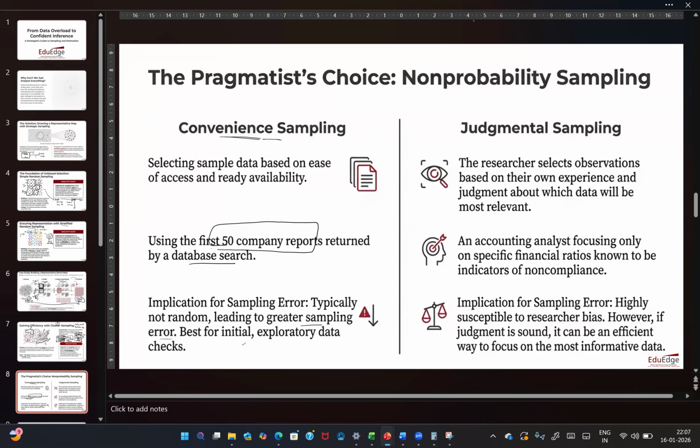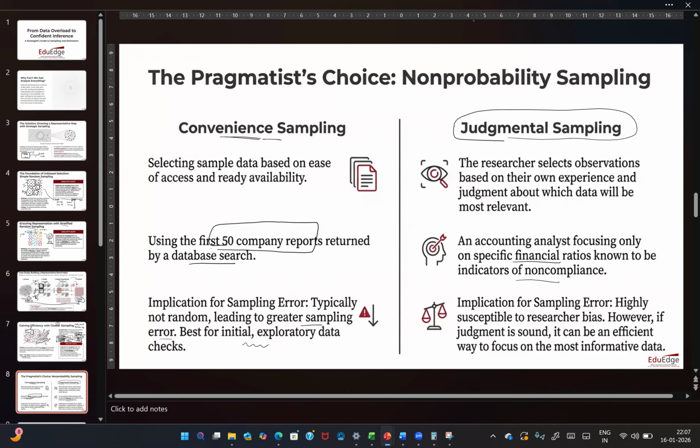It's best for creating some initial exploratory data analysis or checking, but not good for doing any hypothesis testing, or if you want to have proper representation of the population. It's not useful there. The other method is judgmental sampling, in which the researcher uses his or her experience and judgment to select data in the population. For instance, an accounting analyst is only focusing on specific financial ratios known to be indicators of non-compliance. What is the implication?